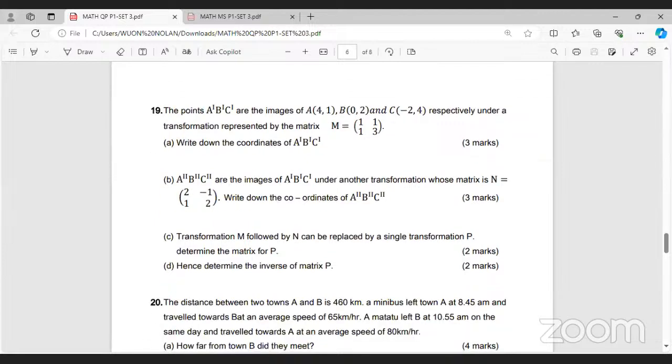Number 19 is transformation. This one is involving transformation matrix. Again, this is from form 4, topic 1, matrices and transformation. We haven't done, so we could not get the coordinates of A prime, B prime, C prime.